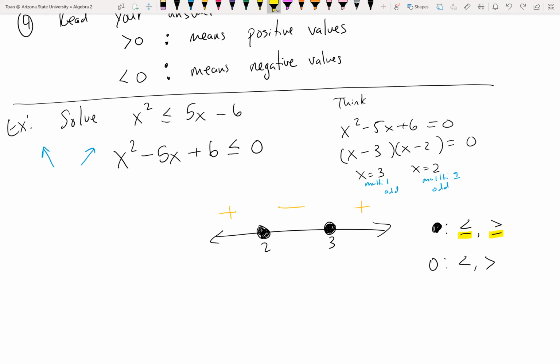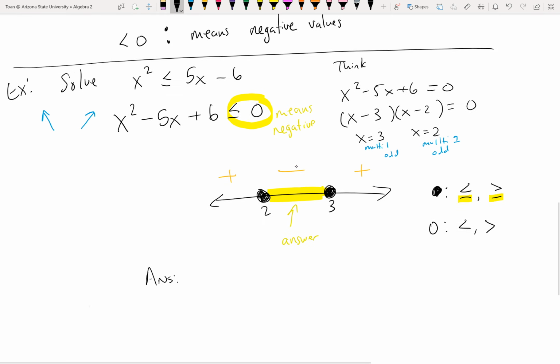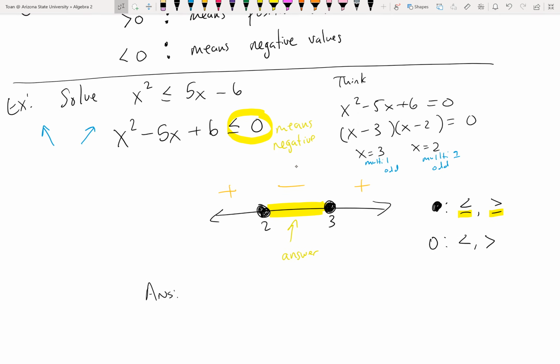And I hope you guys can see that it means this one here. Right? So this one means negative. So that means this is our answer. But of course, we can't just, again, leave this picture as a final answer. We actually have to write it out. So the practice and the tests on Friday will ask you to write your answer in interval notation.